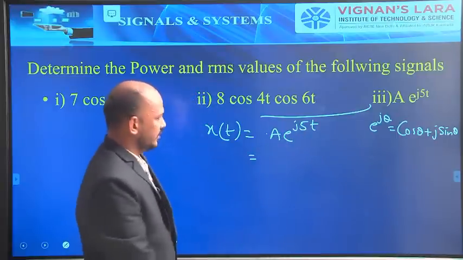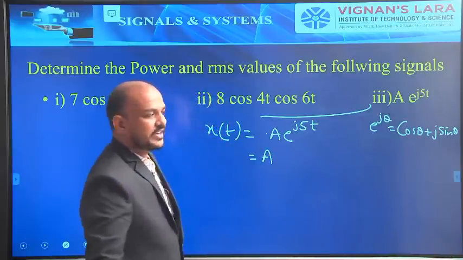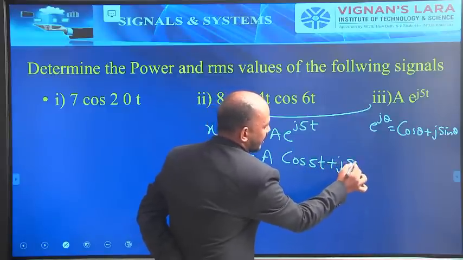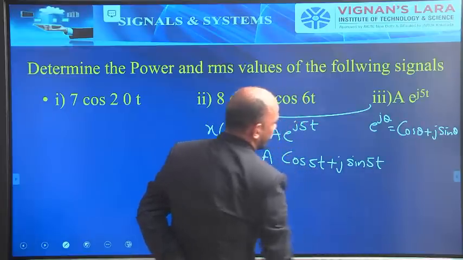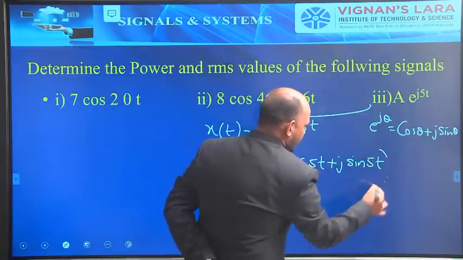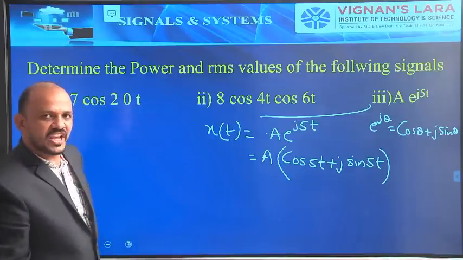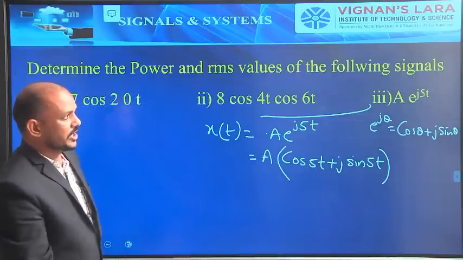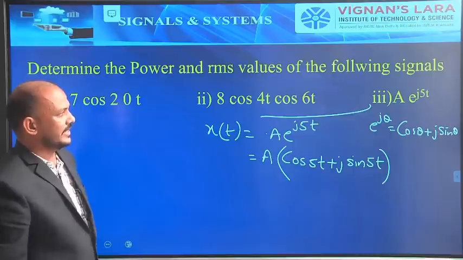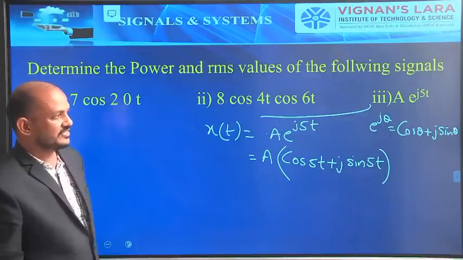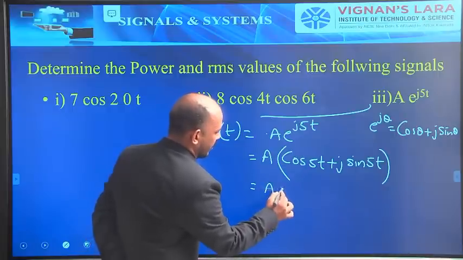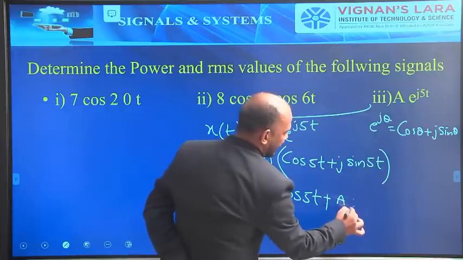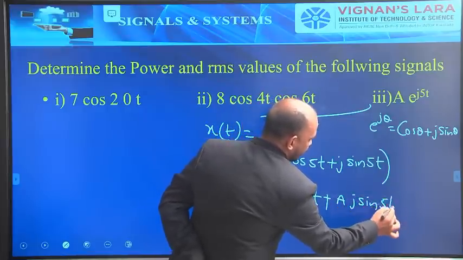How can you modify this? A into e power j phi t can be written as A into cos phi t plus j sin phi t. I kept A as it is and e power j phi t as e power j theta. The e power j theta formula is cos theta plus j sin theta. So expand this: A cos phi t plus A j sin phi t.